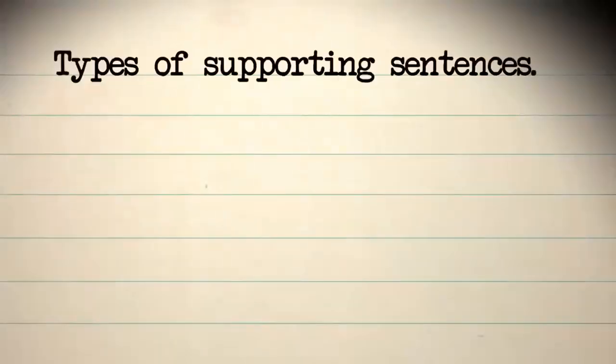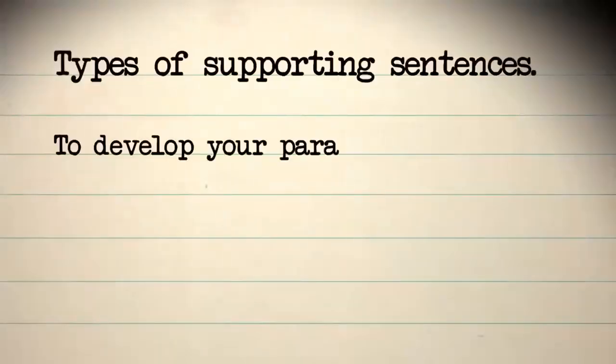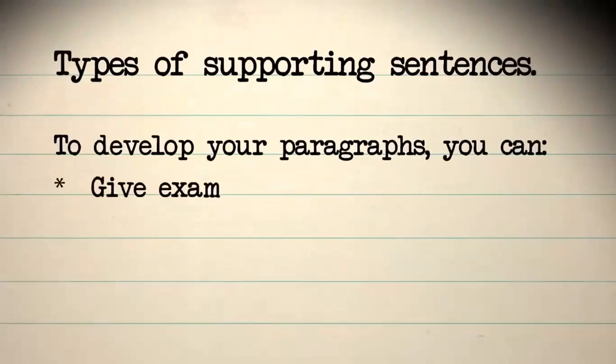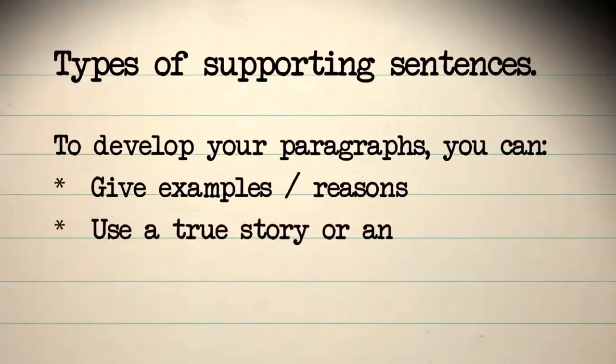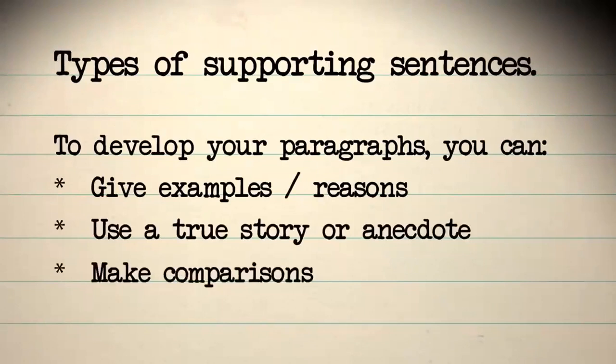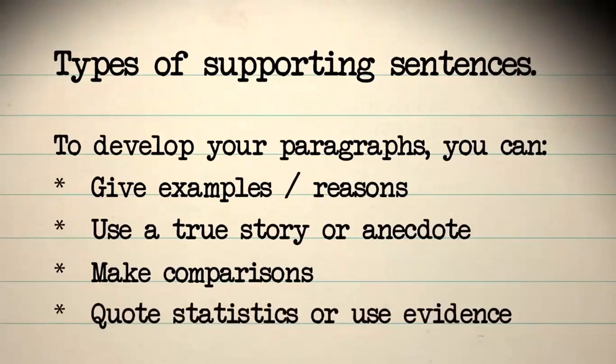Types of supporting sentences. To develop your paragraphs, you can give examples or reasons. You might have examples that show that your idea is a good one. Use a true story or anecdote. Real-life examples are a good way to prove your point. Make comparisons. Comparing things can give the reader a point of reference. Quote statistics or use evidence. Statistics and scientific information work well to provide evidence to back up your theories and ideas.